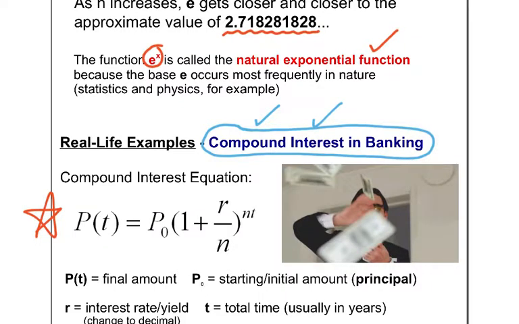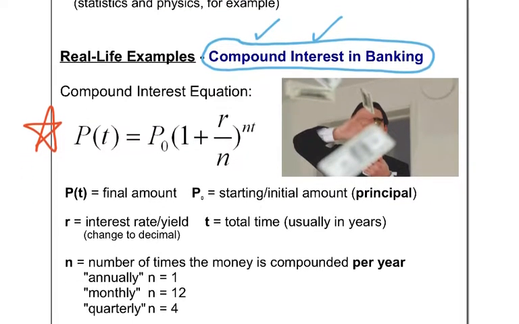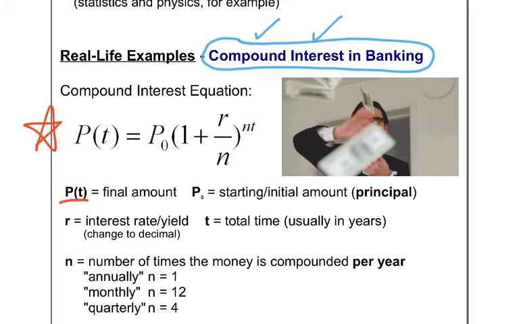Okay, let me label all these letters for you and figure out what they mean. First of all, P of t is the final amount. After you've put money in the bank and time has been spent, how much money do you get out of the bank? That's P of t. T over here just stands for time. How long has the money been in the bank? Generally for banking, we talk about years.